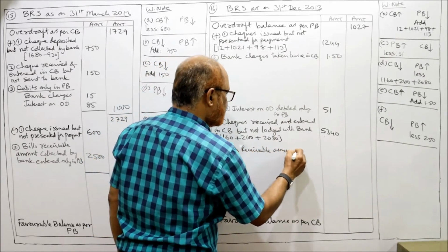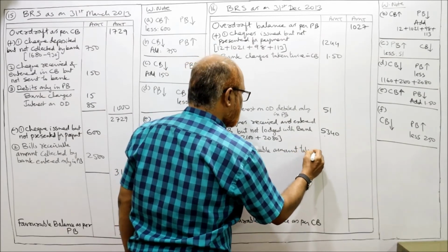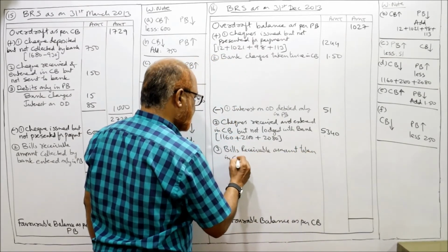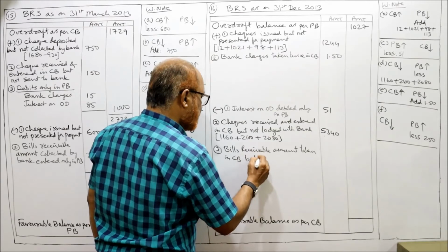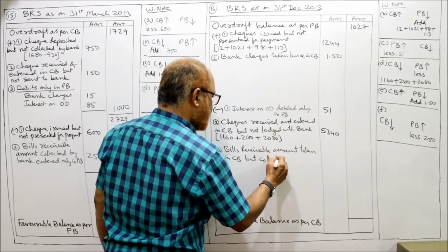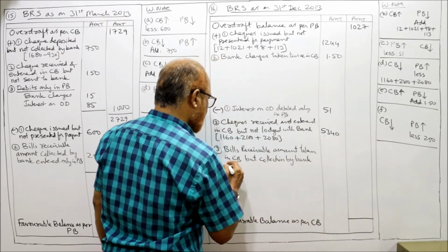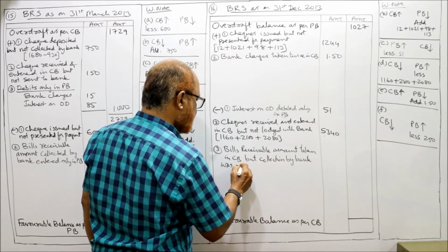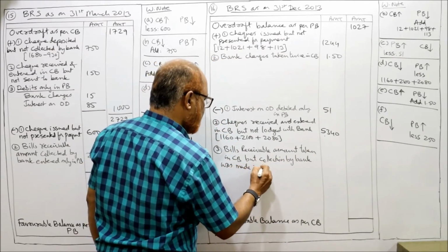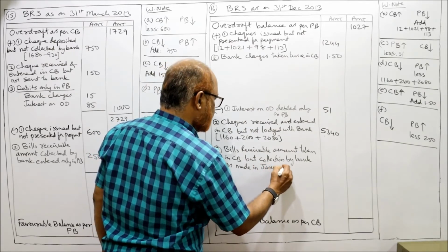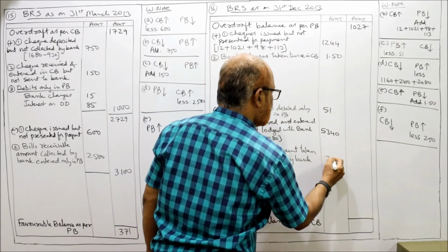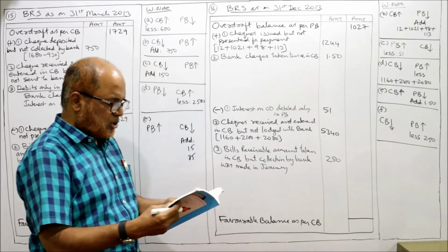amount taken in cash book but collection by bank was made in January. How much is the amount? 250 rupees. That's all. F point over.